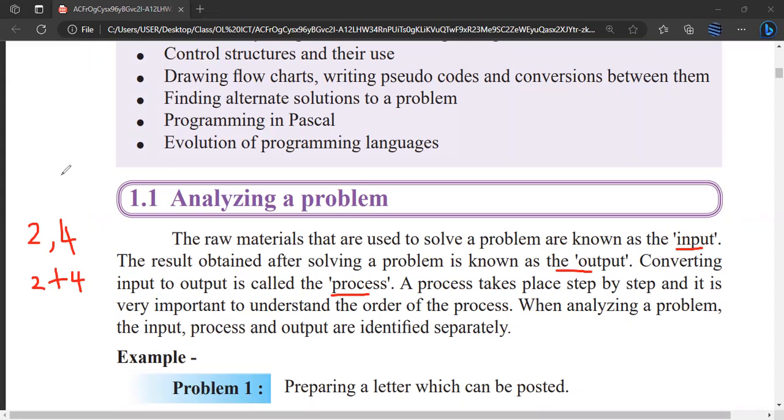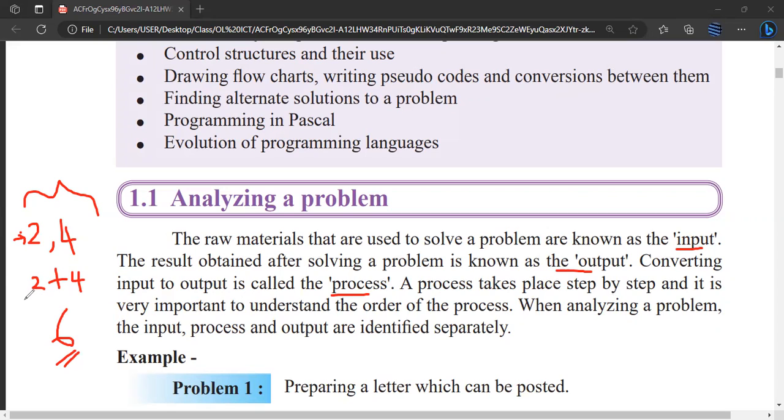So what is the problem? The problem is finding the sum of these two numbers. So the input is 2 comma 4 and the process is we are going to add these two numbers. As a result, the output we will get is 6. Right. So a process takes place step by step.